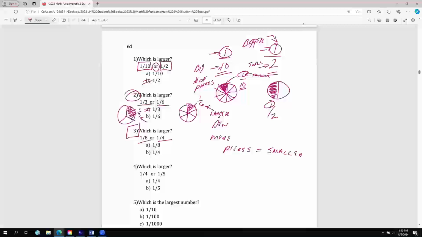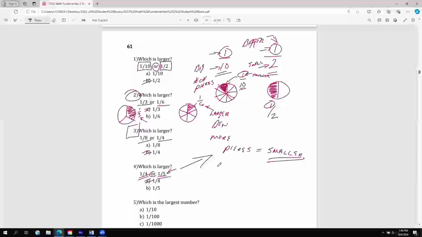Did you say 1 piece of 4? Agree. 1 piece of 4 is bigger than 1 piece of 8. Look at the next one. 1 piece of 4 or 1 piece of 5. Did you say 1 piece of 4? Agree. Yes, again, remember, the bigger this denominator gets, the more pieces you are creating, which means each individual piece is getting smaller.